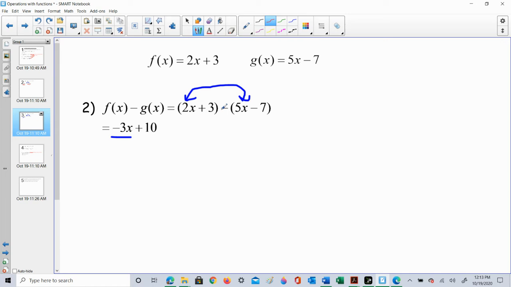And what about 3 minus negative 7, right? Notice we have two negative signs here. Negative, negative 7, two negatives make a positive. So this is really 3 plus 7. That's why we get 10. So f of x minus g of x is negative 3x plus 10.